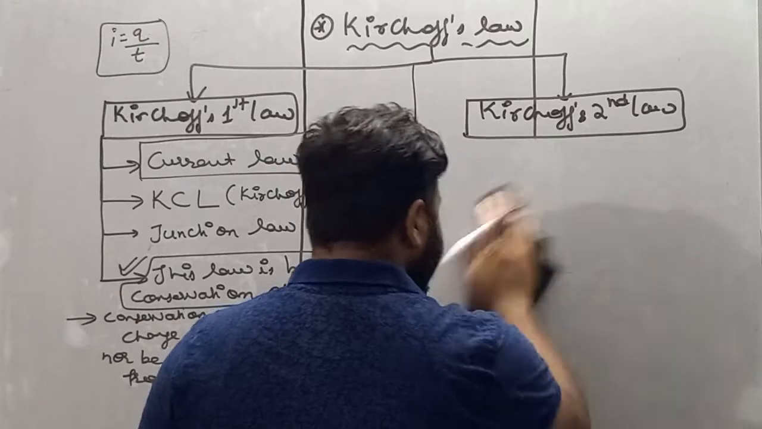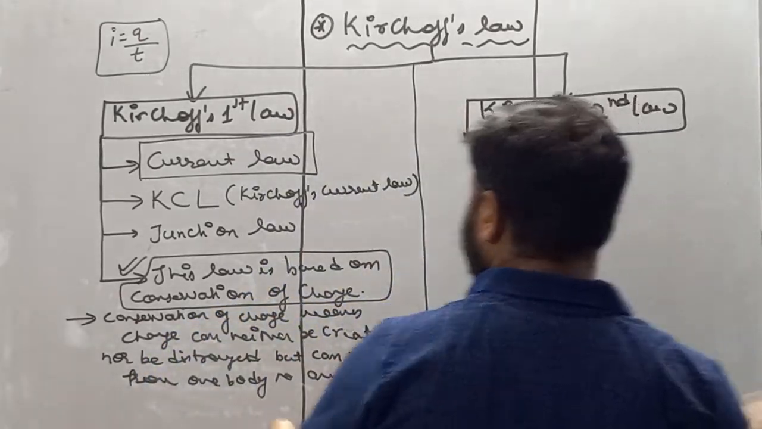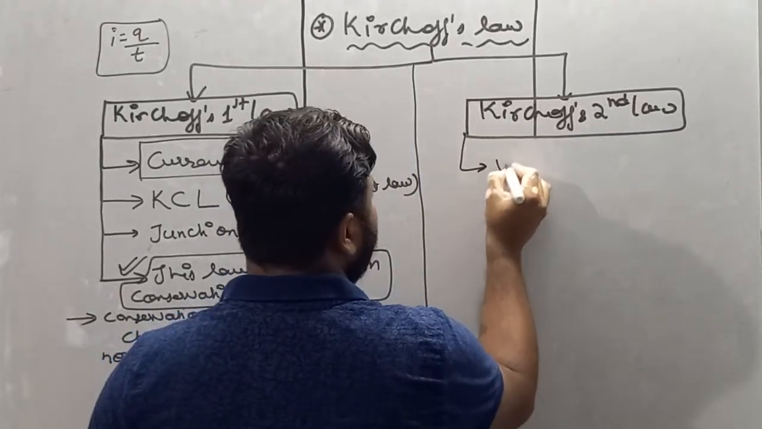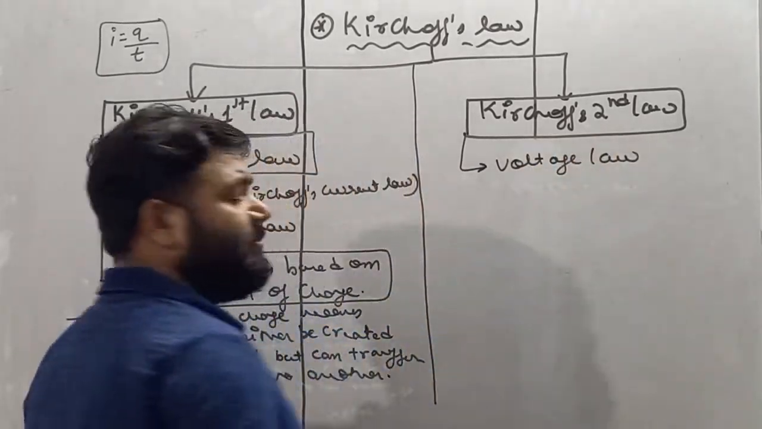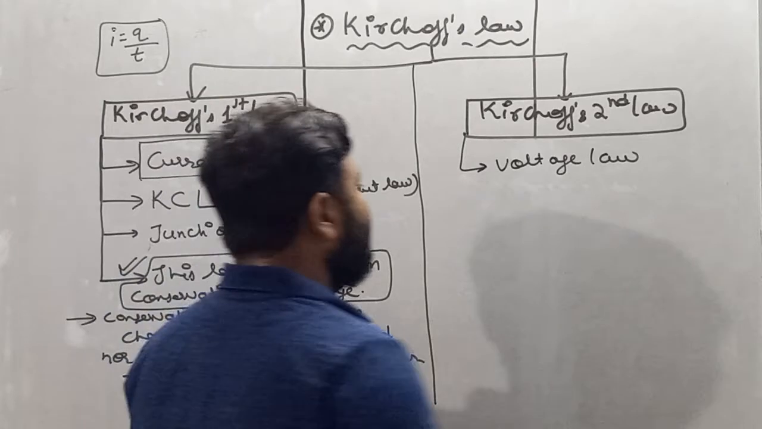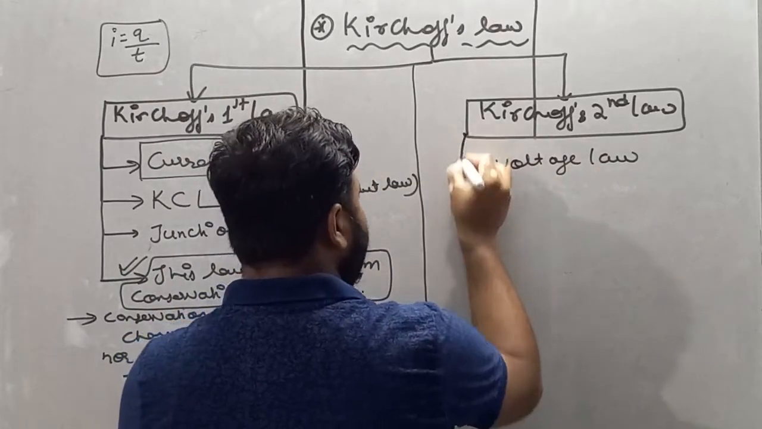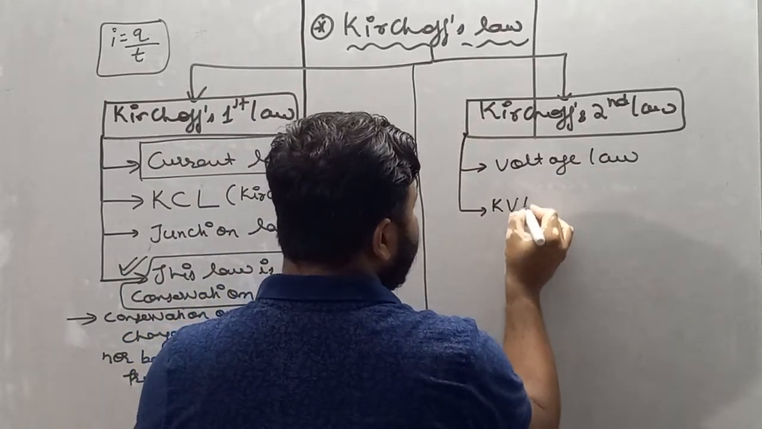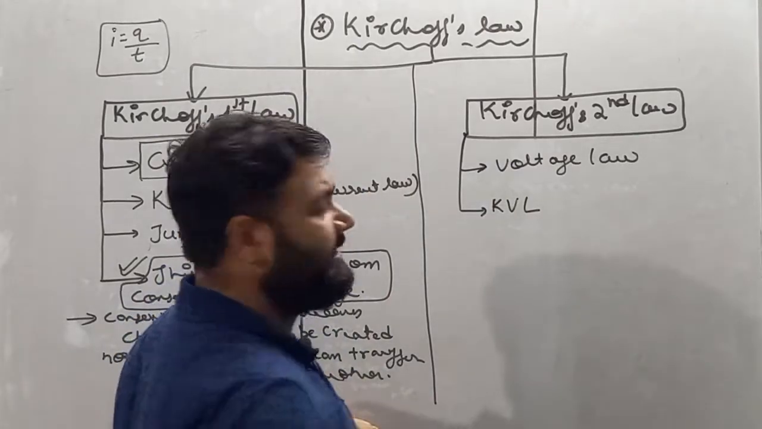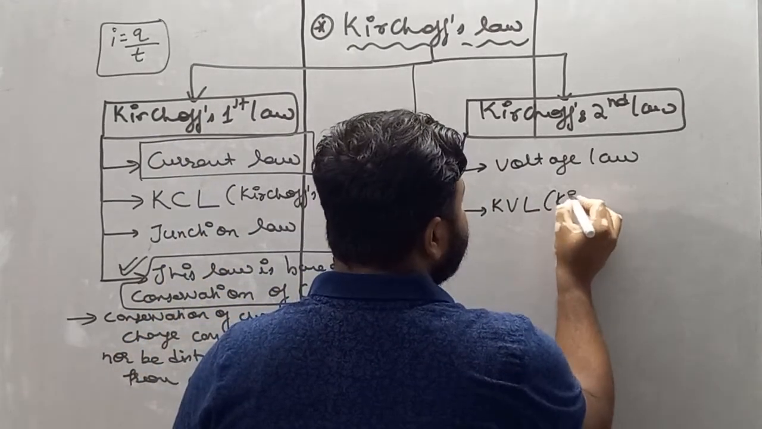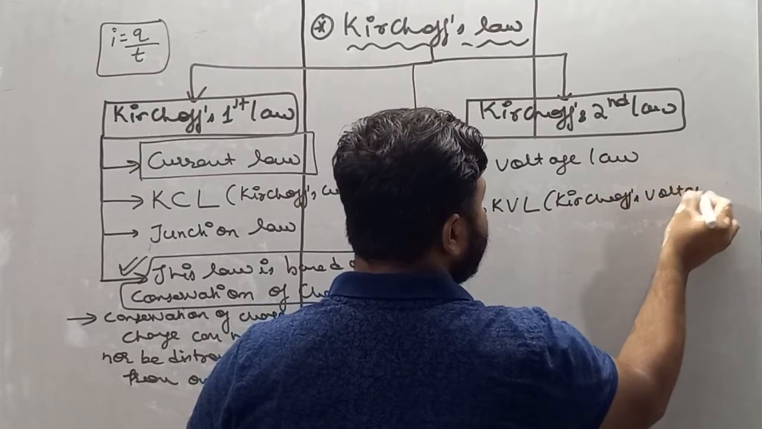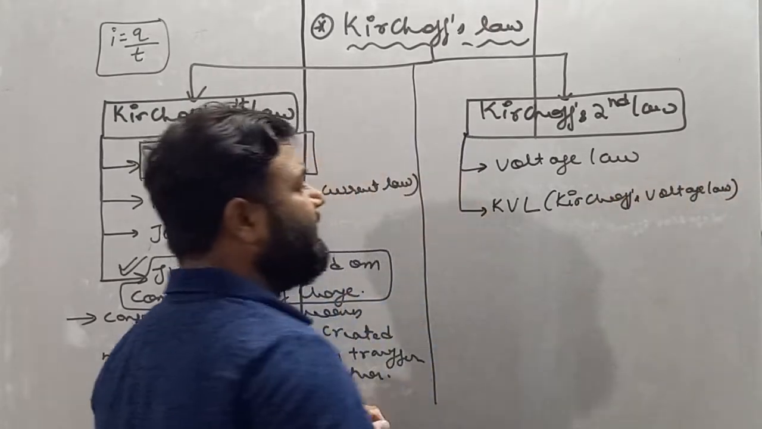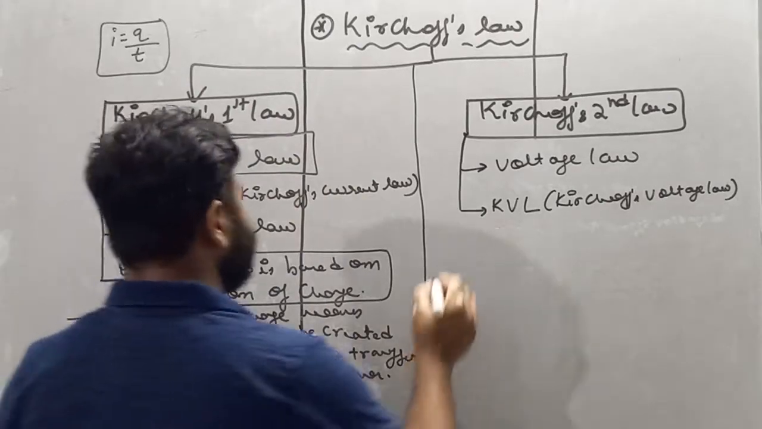So dear student, Kirchhoff's second law is also called the voltage law, or we can say Kirchhoff's voltage law. In short form, we can write this law as KVL. KVL means Kirchhoff's voltage law.